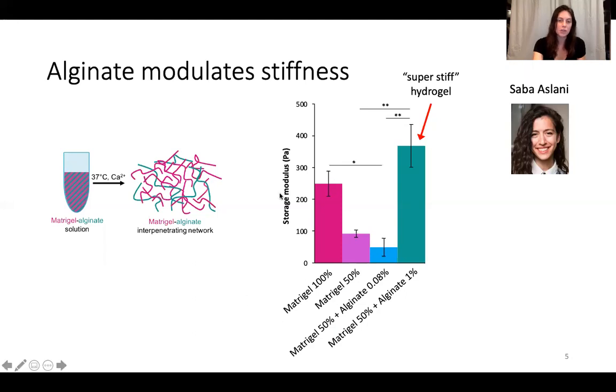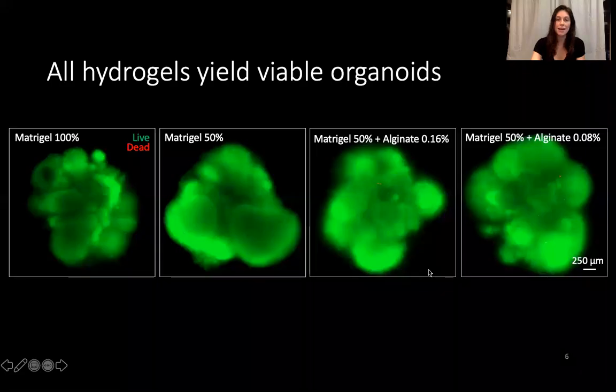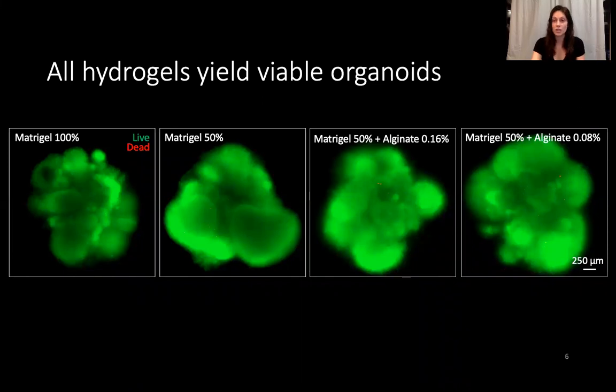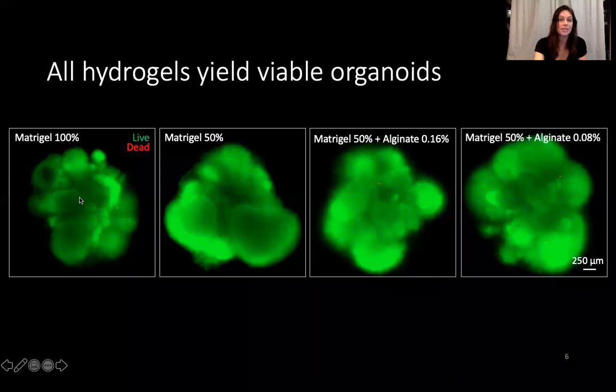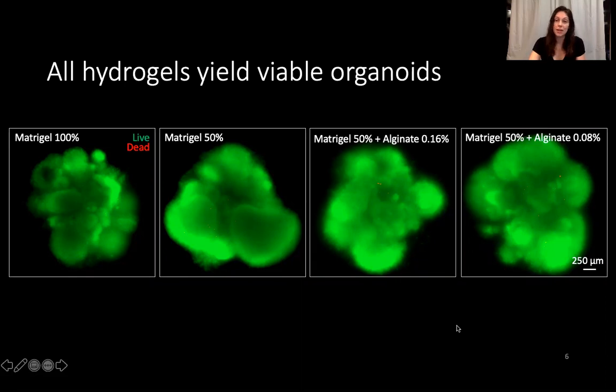So we can think of storage modulus like stiffness. So the more alginate in the composite, the stiffer it is. So the alginate 1% composite is our stiffest gel. Now, once I started growing organoids in the different gels, the very first thing I did was a live/dead stain. So 100% Matrigel is the standard for growing brain organoids, but you can see really good viability in all conditions, validating further work with our composites.